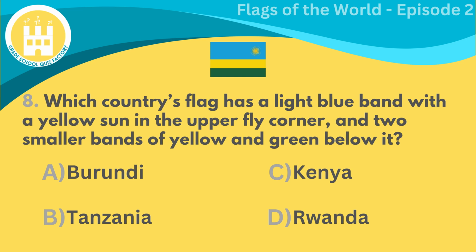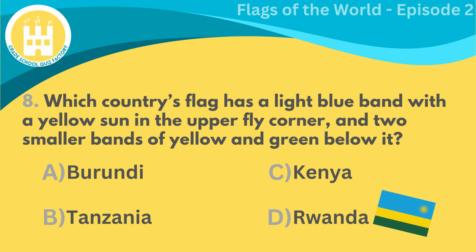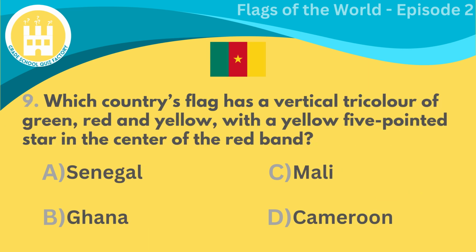Which country's flag has a light blue band with a yellow sun in the upper fly corner and 2 smaller bands of yellow and green below it? The answer is letter D, Rwanda. Moving on to number 9.